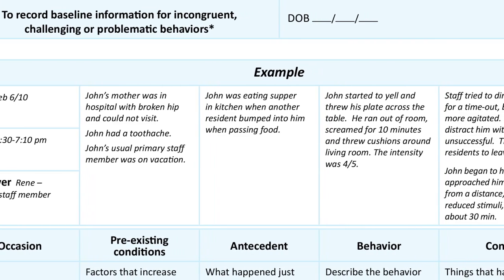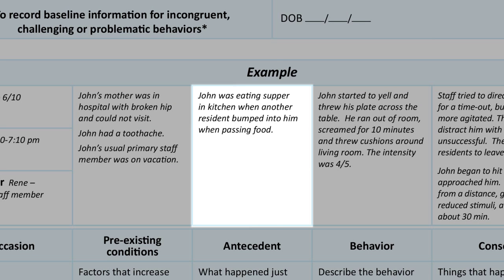So the antecedent for this was that John was eating supper in the kitchen when another resident bumped into him when passing food. This includes information about the setting. So you see that he was in the kitchen, and the activity. So this was during mealtime. And ultimately that someone just bumped into him, which might on an ordinary occasion be a relatively minor incident. But on this occasion, with all the other things that were going on with John, it led to a problem behavior.